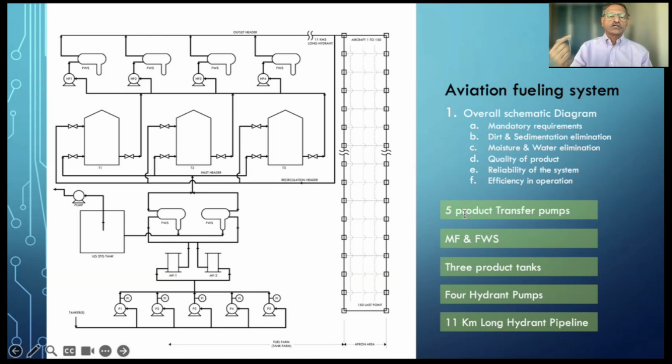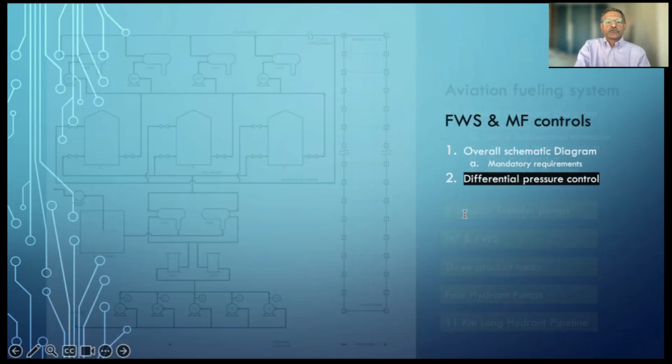In addition, we will see what controls we put in one by one. But for a moment, while we are on this slide, let's understand it's a very simple system. There are five product transfer pumps. From the tankers, product is coming into the tank. From there, it is pumped out to the flight. Very simple system. But now you will see how the complications are getting addressed.